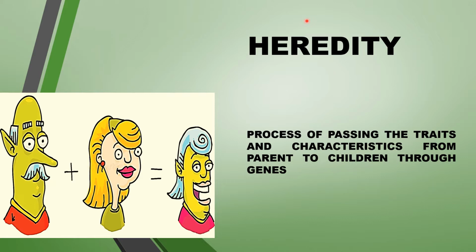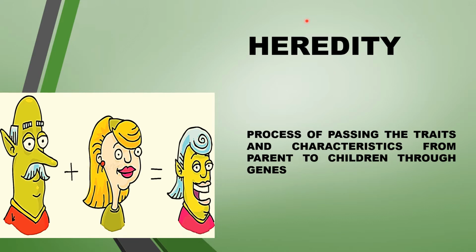Some traits may be acquired. Some are transferred. Those transferred are known as the innate qualities, and those acquired are known as the acquired traits, and they cannot be inherited. They cannot be passed through the genetic material from one generation to another.